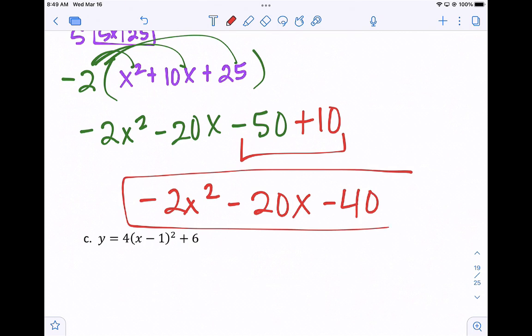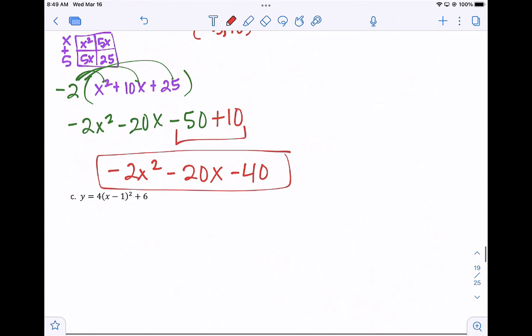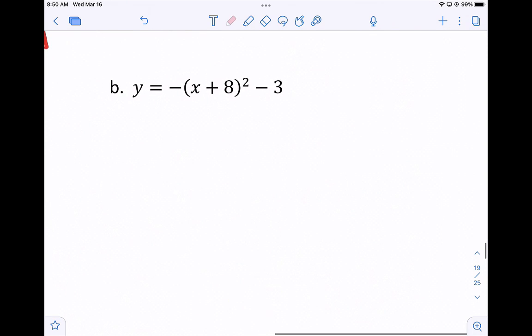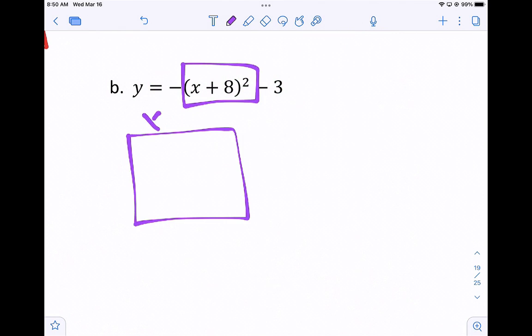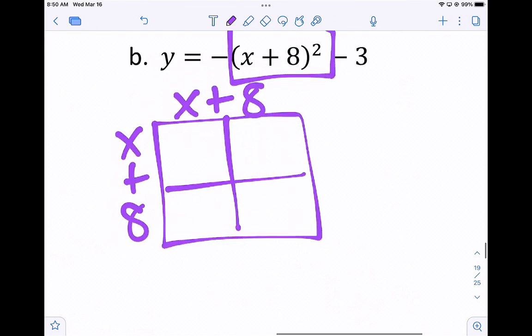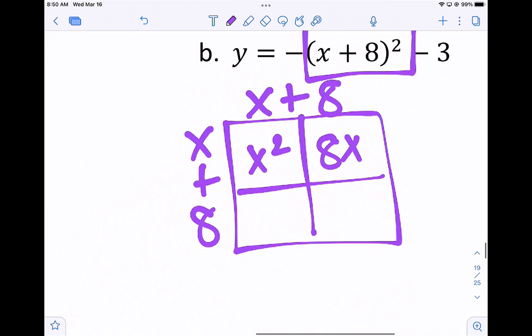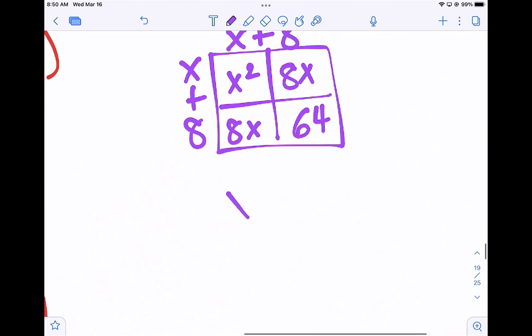So that's changing it to standard form. So we'll try two more again. Steps are the same. First, we do our exponents. x plus 8 squared. Okay, so we have x squared, 8x, 8x, 64. So we'll combine like terms.